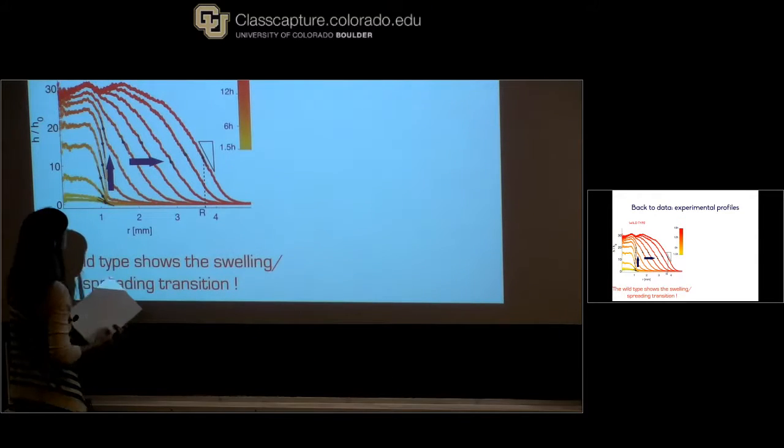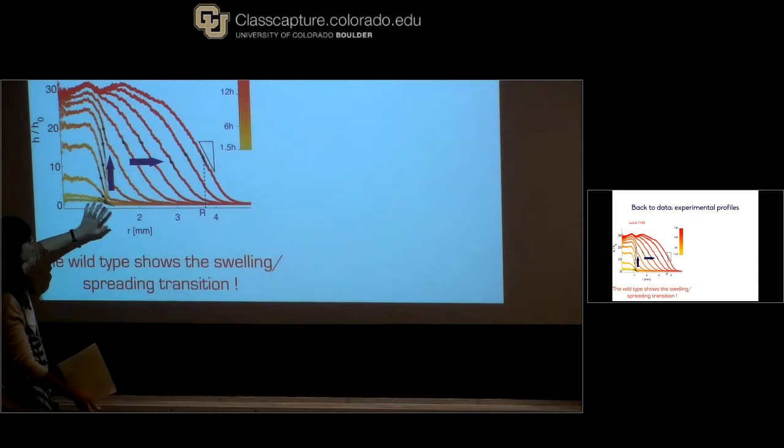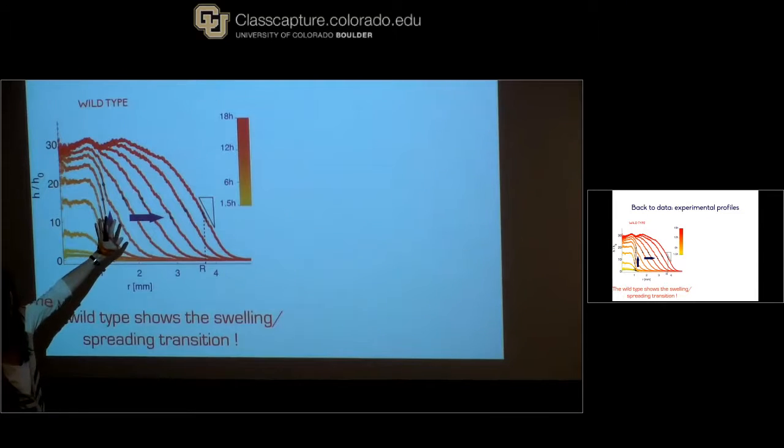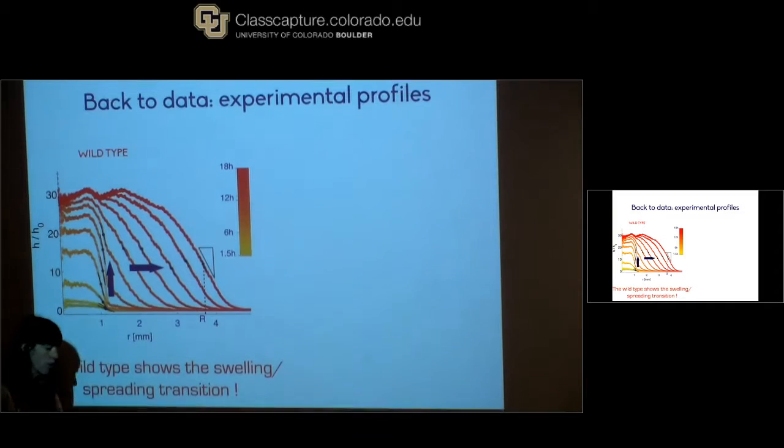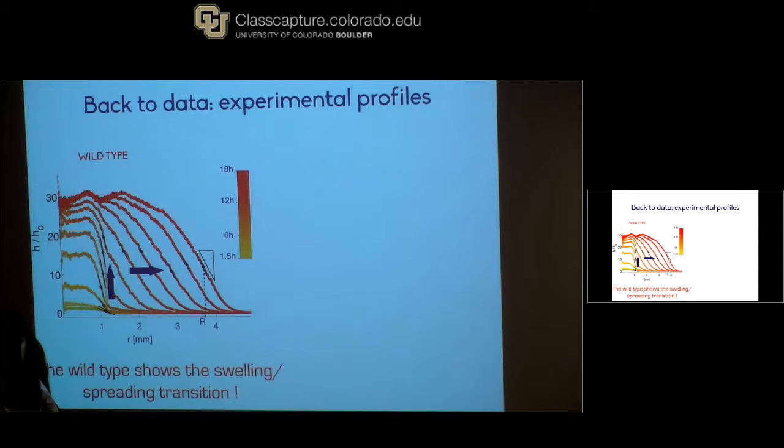So what I'm doing here is marking these experimental profiles of a biofilm. They're done by looking at how much light is transmitted through a biofilm, and then having a calibration between transmitted light and height. Okay? This is the center of the biofilm, that's the edge, and these are different times. And you see that initially the biofilm just swells. Okay? And then eventually it starts spreading. Okay? So the experiments show the transition that we have predicted.